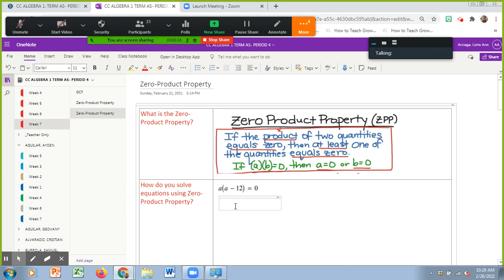Okay. All right. So the zero product property means that if you have two quantities being multiplied, like a times the quantity a minus 12, is equal to 0, it means that either one of them or both of them is equal to 0, because we know that 5 times 0 is 0, or 0 times x would still be 0.